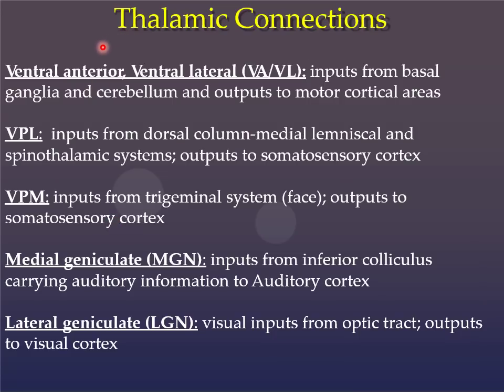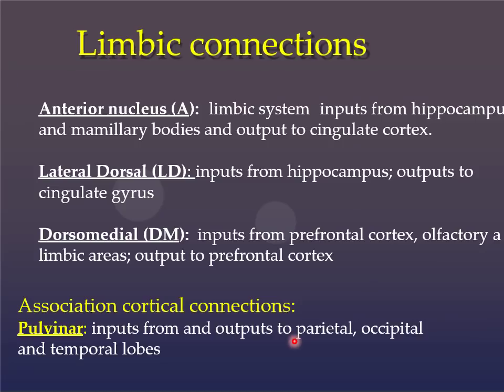Some of the thalamic connections are indicated here. We've just talked about those, going from ventral anterior lateral to basal ganglia, cerebellum, and motor cortex. VPL, a principal input from somatosensory pathways and spinothalamic pathways, goes to somatosensory cortex. VPM, ventral posterior medial, carries information from the trigeminal input, the face, and goes to the somatosensory cortex, medial geniculate to the auditory cortex, and lateral geniculate to the visual cortex.